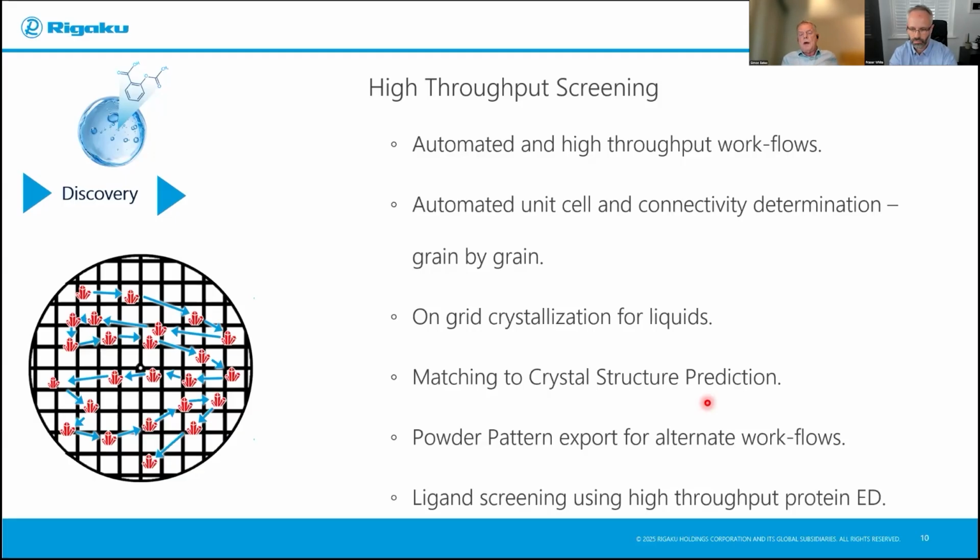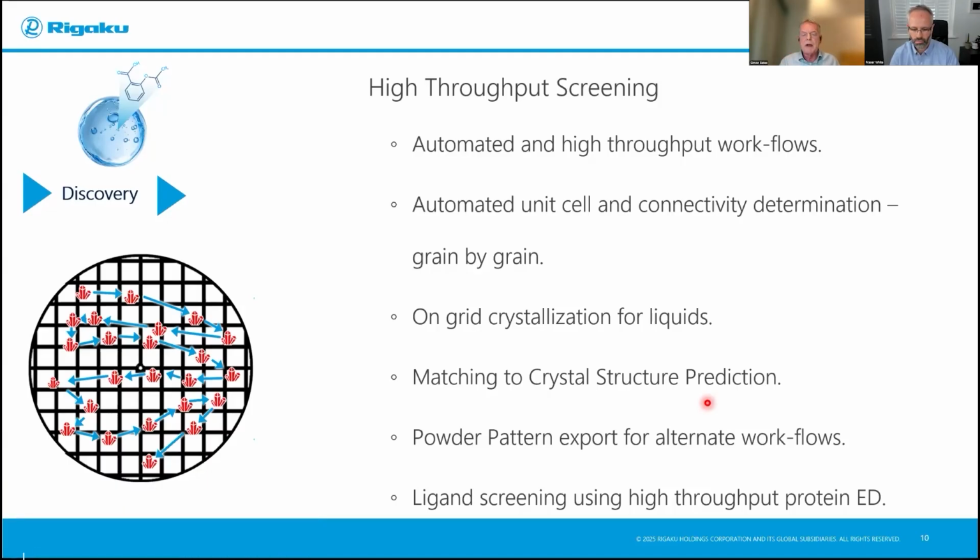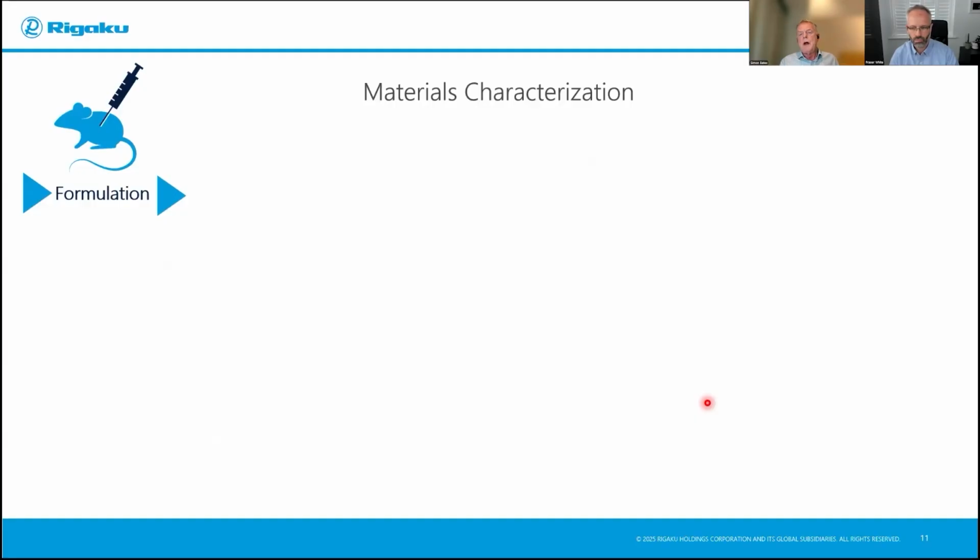And one of the things, although I haven't done this myself, some of my colleagues do this relatively routinely, is ligand screening using high throughput protein electron diffraction. So yes, we can use electron diffraction to solve protein structures and screen for ligands attaching at particular target sites. That is absolutely possible. So let's move upstream a little bit more.